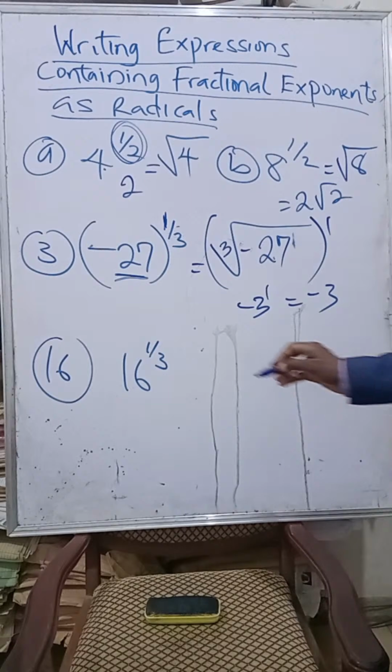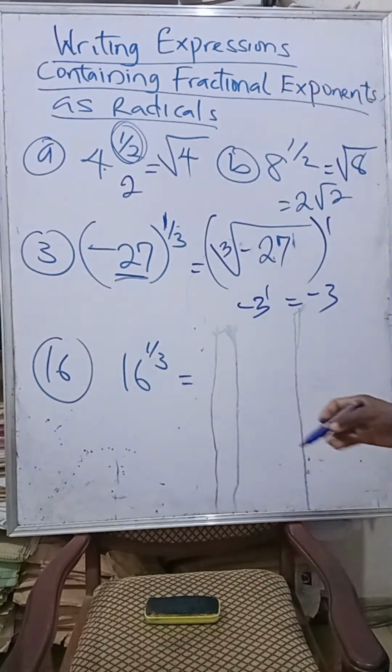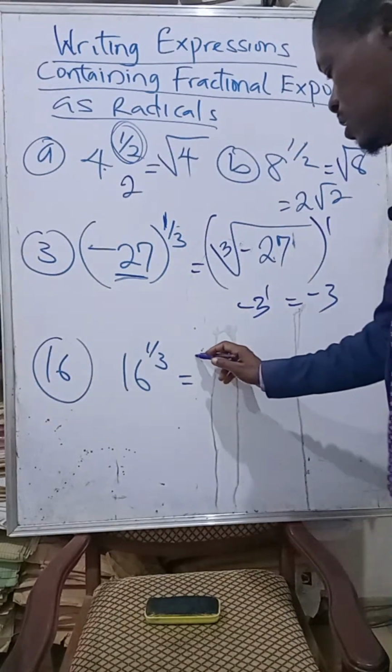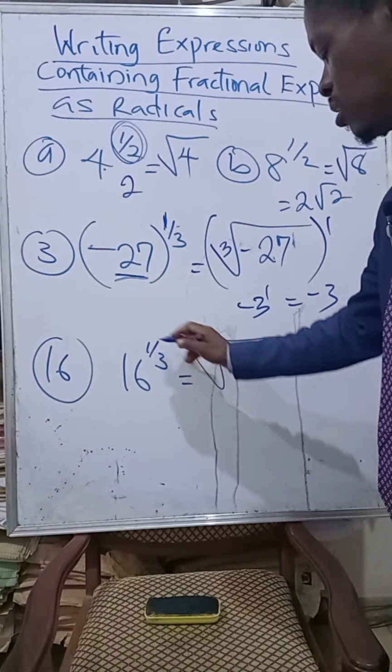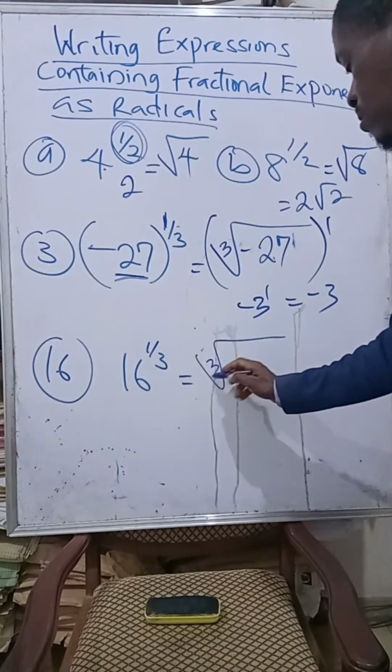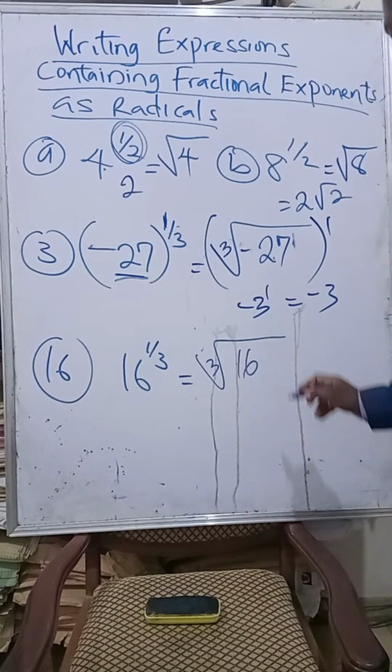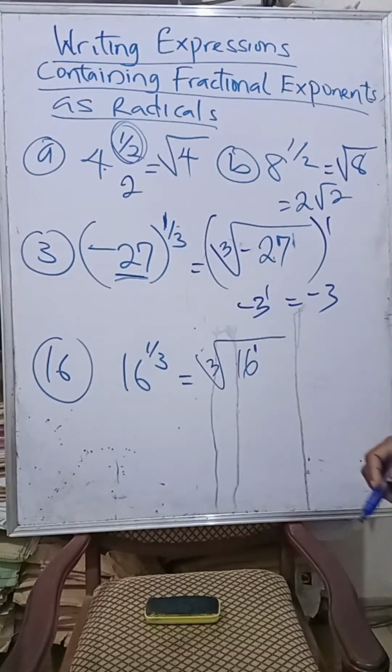The last one, 16. The denominator of the exponent will be the index of the root, and the power 1 you can leave here. Anything to power 1 is that number.